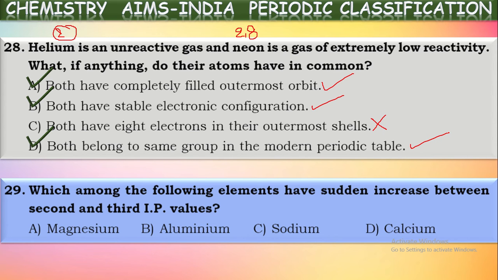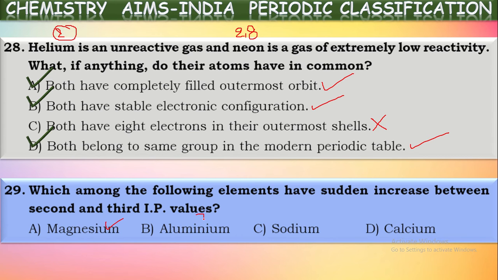See magnesium, the atomic number of magnesium is 12. Its configuration is 2, 8, 2, which means it has 2 electrons in its outermost shell. So when these 2 electrons are removed, the removal of the third electron requires a large amount of energy. In that way, there will be a sudden increase between second and third IP values. So this will be correct.